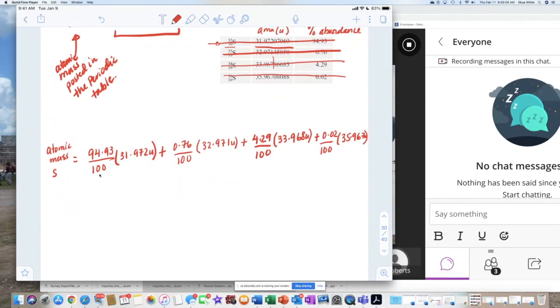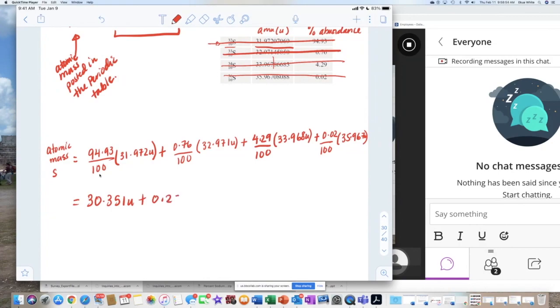Okay, so to plug this in the calculator, let me see if I can do it all in one swoop. Open parentheses, 94.93. I'm going to divide and I'm going to multiply. Divided by 100 and then times 31.972. Close parentheses. And I'm going to add. Actually, let me just do it this way to make it simpler. That way, if I make a mistake, I don't have to do everything over again. So 30.351 U plus 0.76 divided by 100 times 32.971.